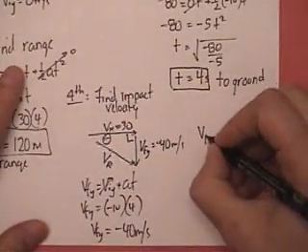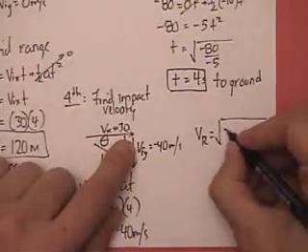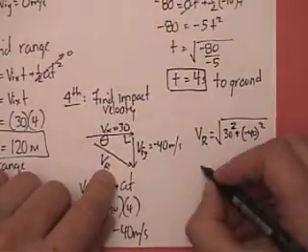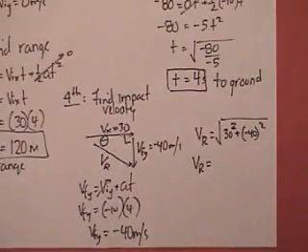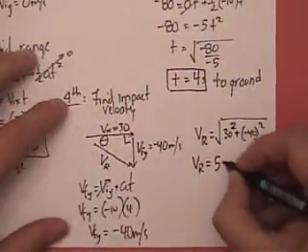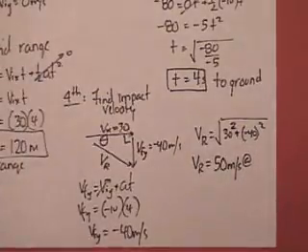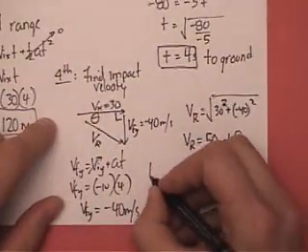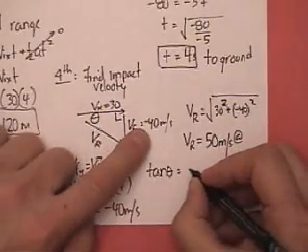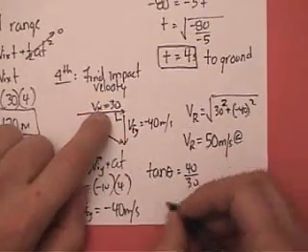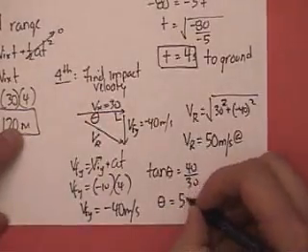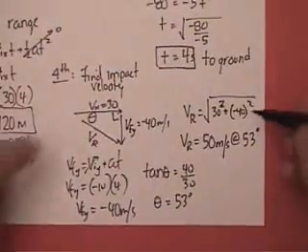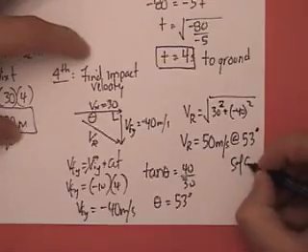So my VR is going to be the square root of 30 squared plus minus 40 squared. In the end, your VR ends up equaling 50 meters per second. It's like a 3, 4, 5 triangle. So that's 50 meters per second at, and we want to find that angle. Almost out of room here. Opposite over adjacent, that's tangent. Tangent of theta is opposite, 40, adjacent is 30. Your theta value ends up equaling 53 degrees. I'm out of room, so I'll have to write the fact that this is south of east right there.